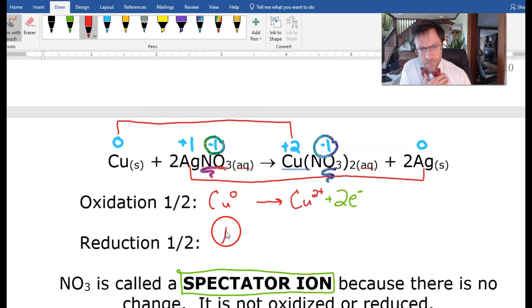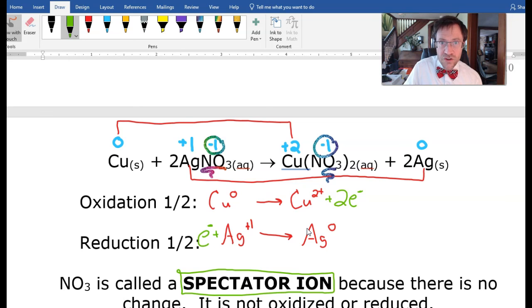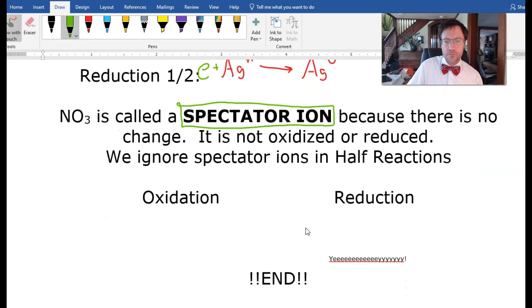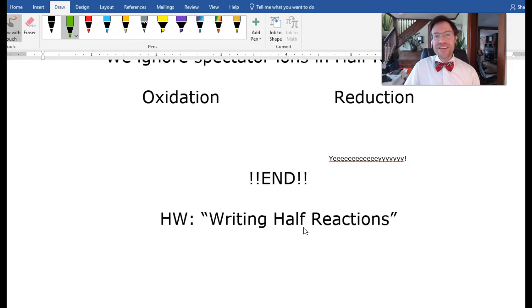Silver is going from a +1 on the reactant side, and on the product side, look, we have silver 0, elemental silver. So if I've got a +1 on the reactant, 0 on the product, I know I'm going to need 1 electron here. -1 + 1 is 0, 0 on that side. Bam! Just like that. Oh, I think I already did that. Yay, we're done. That was it.